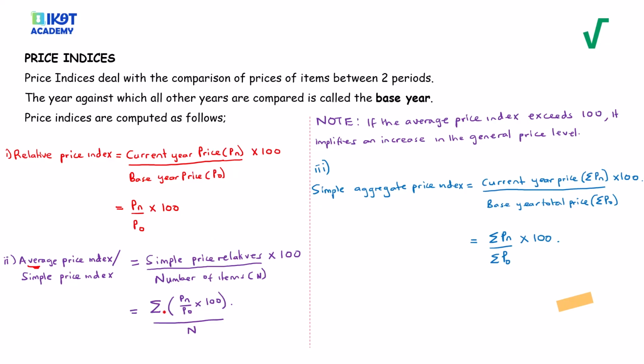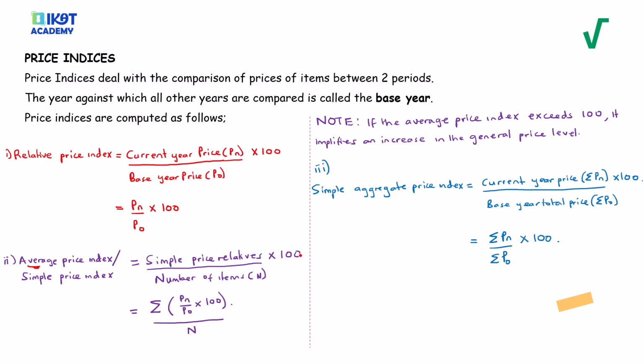You know we are saying you sum, then you put here out of the number of items, but of course still a sum of the items. So this is average price index or simple price index. You're going to get all these price relatives and add them. And as I told you, we're going to be dealing with very many items, not just one item. So you get all the price relatives and you divide by the number of items, multiply times 100.